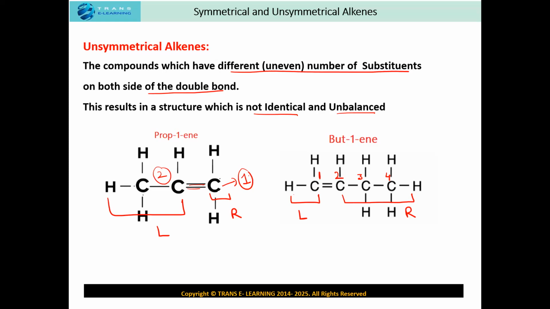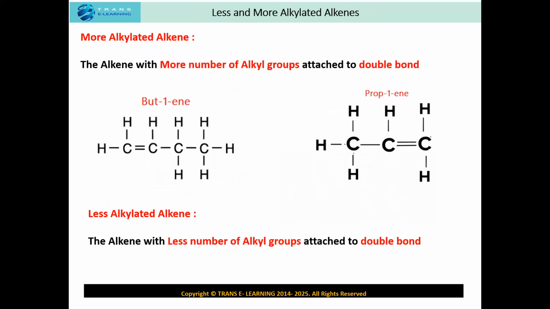Now you must be thinking why I'm explaining the symmetrical and the unsymmetrical alkenes. The reason is that Markovnikov's rule is shown by the unsymmetrical alkenes and not by the symmetrical alkenes. And what is the reason behind it? For that we should know about the symmetrical and the unsymmetrical alkenes.